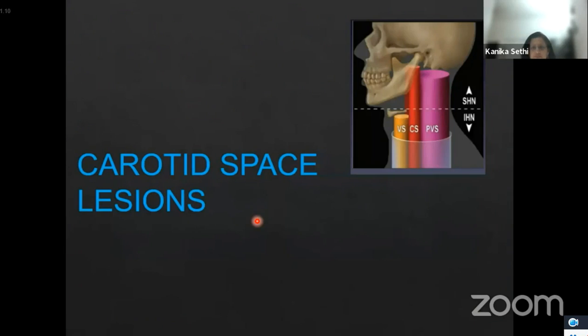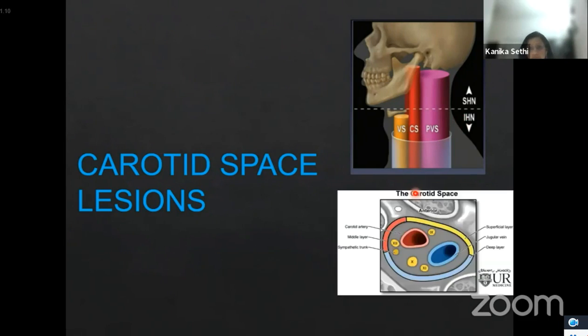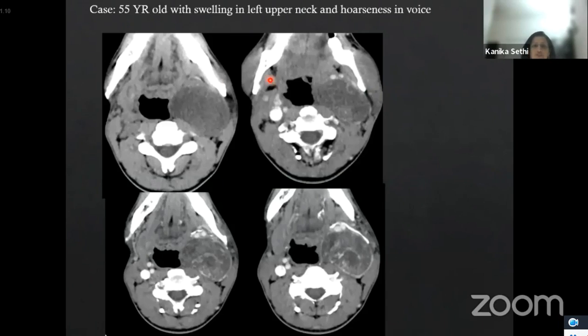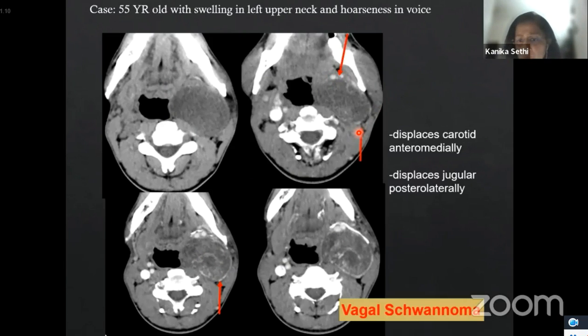Let's move on to the carotid space. Again, the carotid space in the supra-hyoid neck has all three nerves, the 9th, the 10th, and the 11th, whereas in the infra-hyoid neck, it's only the vagus nerve which travels. So a large lesion in the left upper neck, it is mildly heterogeneously enhancing. It is causing anteromedial displacement of the carotid vessels and posterolateral deviation of the IJV. So this is a case of a schwannoma, vagal schwannoma.